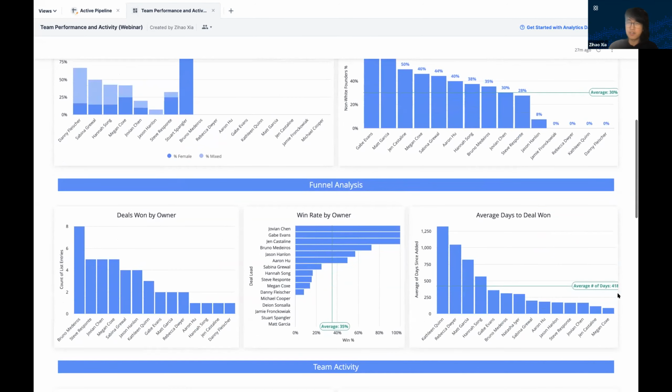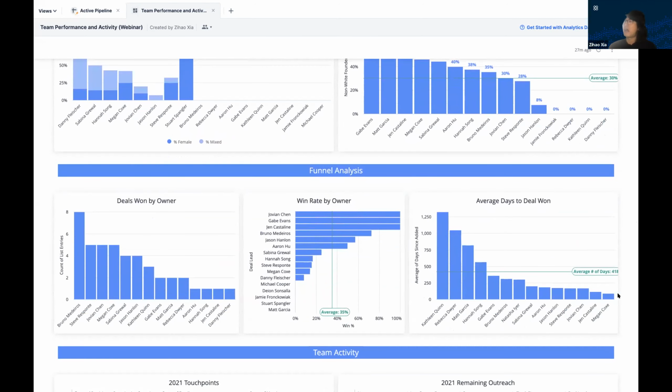Going down a bit to funnel analysis and thinking about that question of how effective are you at converting through deals? Not only can you look at that at the team level, like Megan shared, you can also look at it from the perspective of specific individual teammates as well. And so on the far left here, I have some basic metrics around who's been winning the most deals over the course of the year.